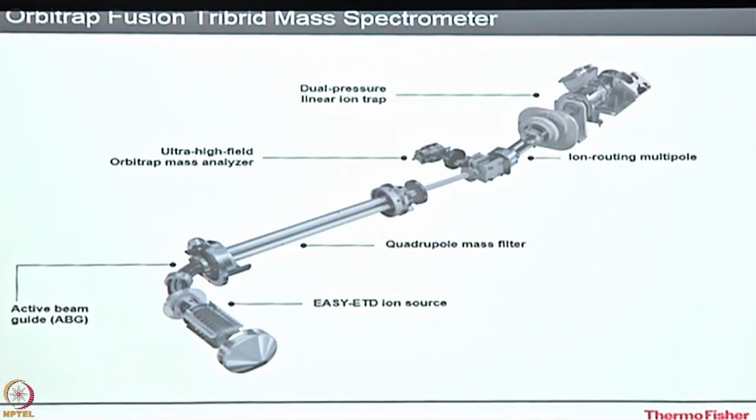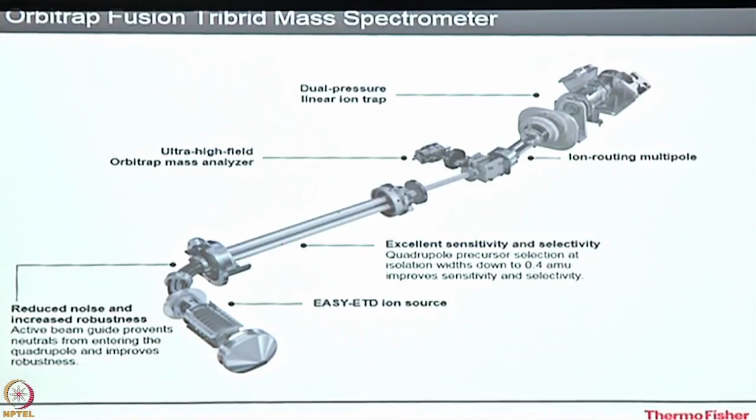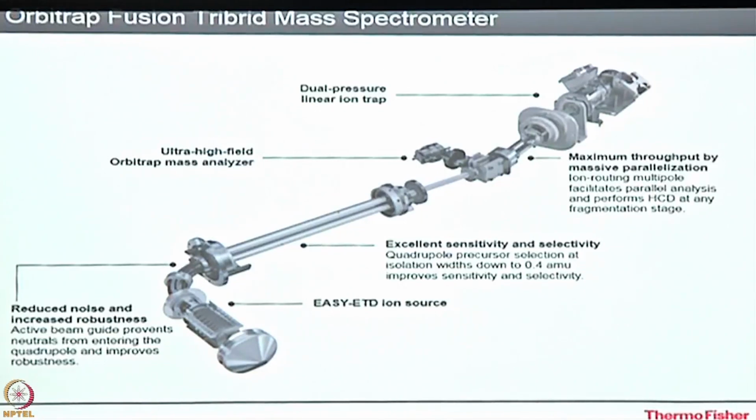Now come to the schematic diagram of the Orbitrap Fusion. As I told you, it's a tribrid instrument. It has a quadrupole, it has an ion trap, and it has an Orbitrap. Okay. So ions are inserted from here. They get filtered in the quadrupole first. Then they come to the ion routing multipole, where the ions are stored, and it tells them where to go, because you have two detectors, the ion trap and the Orbitrap. So from here either it will go to the ion trap or it will go to the Orbitrap.